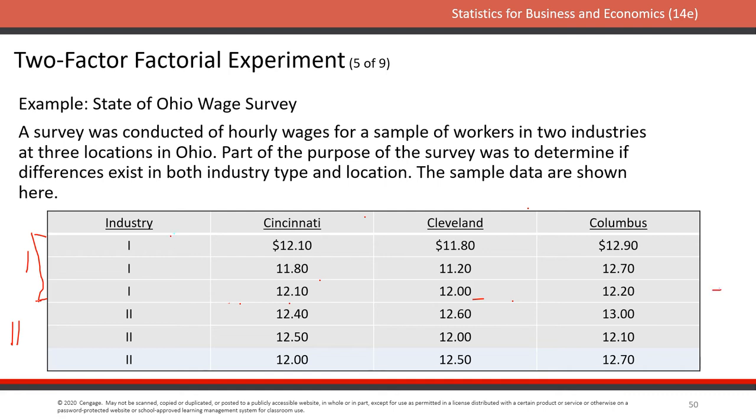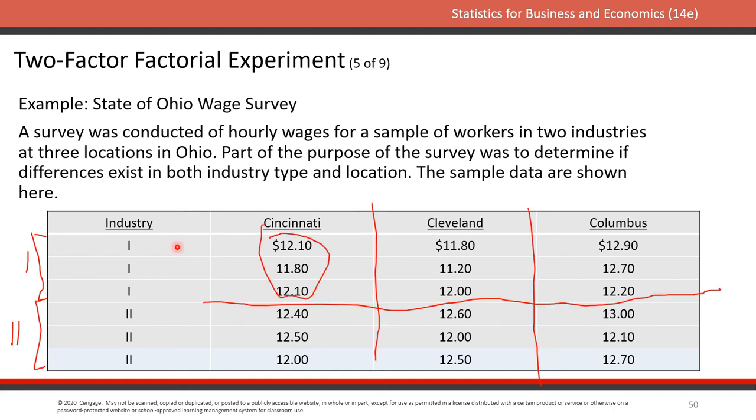This is industry I, this is industry II, so industry 1, industry 2. Then we've got 3 replications for industry 1 in Cincinnati, 3 replications for industry 1 in Cleveland, 3 replications for industry 1 in Columbus, and then 3 replications for industry 2 in Cincinnati, 3 for industry 2 in Cleveland, and 3 for industry 2 in Columbus. So this would be the wide format way of listing this.